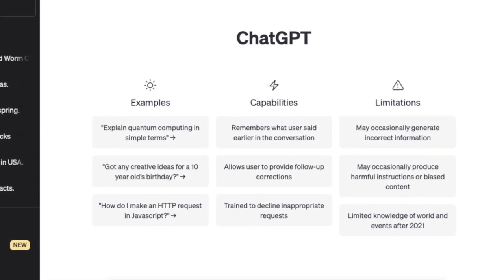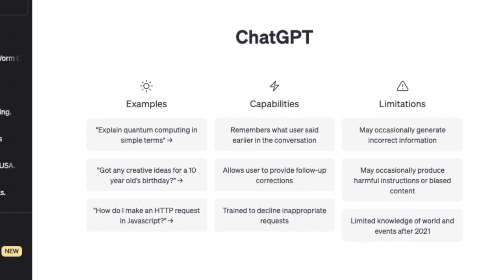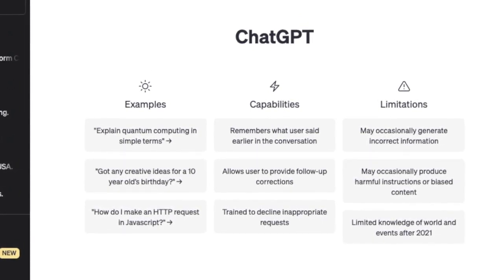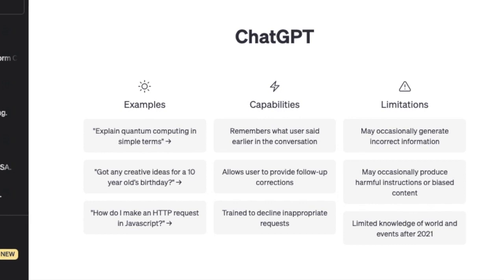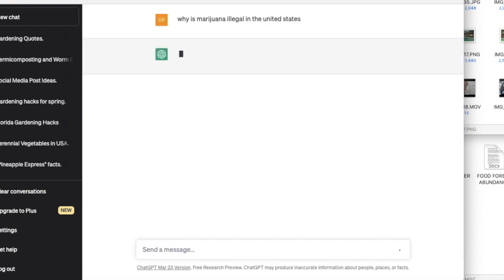It's a very smart system. We kind of went back and forth with some of these questions, so I really think you're going to enjoy it. Okay, here we go. The first question I asked is, why is marijuana illegal in the United States? Here's what it said.